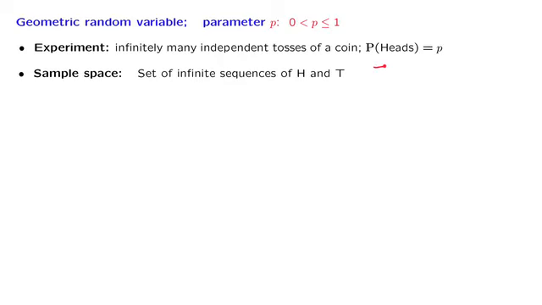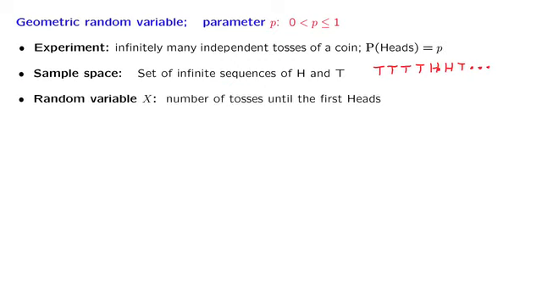So a typical outcome of this experiment might look like this. It's a sequence of heads and tails in some arbitrary order. And of course it's an infinite sequence, so it continues forever, but I'm only showing you here the beginning of that sequence. We're interested in the following random variable, X, which is the number of tosses until the first heads. So if our sequence looked like this, our random variable would be taking a value of 5.